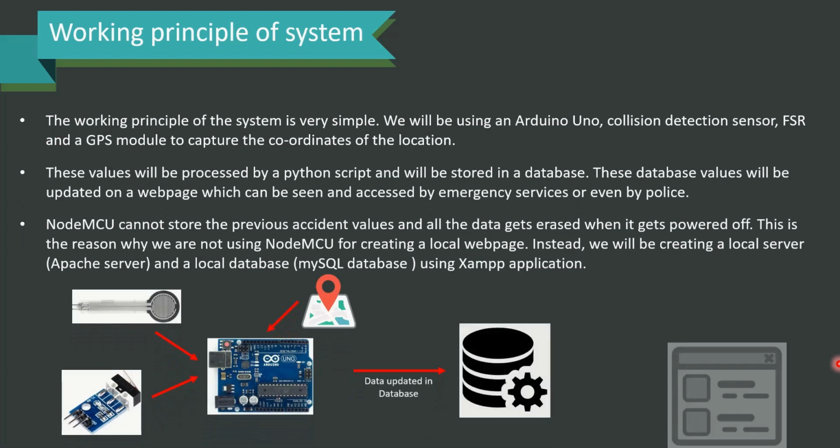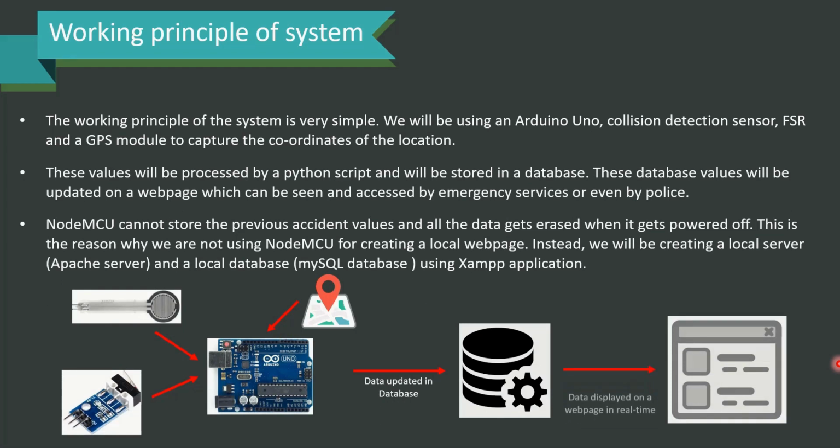Node MCU cannot store previous accident values and all the data gets erased when it is getting powered off. This is the reason why we have not chosen Node MCU for local web page. Instead, we will be creating a local server which is Apache server and local database which is MySQL database using Xampp application. The complete flow diagram is presented in front of you for you to understand the entire concept with ease. We get the sensor data, we update it in the database, we display the data real time in the web page.